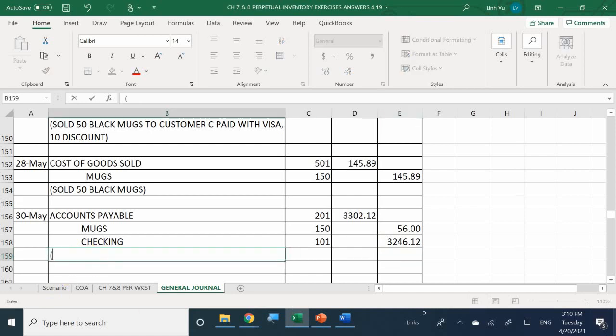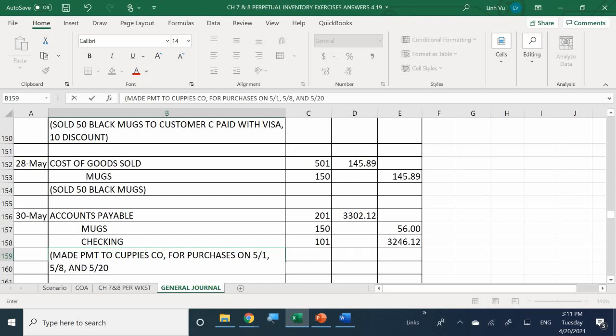So in this case, I'm also going to indicate that I made payment to Cuppies Co. for purchases on May 1st, May 8th, and May 20th, received $5 discount on May 20th, and I used check number 201.